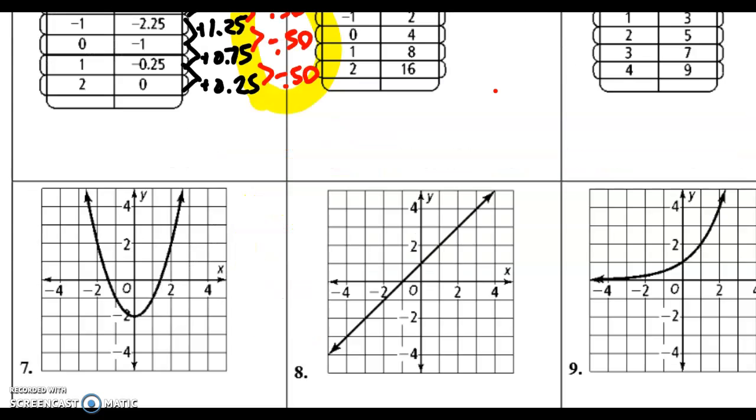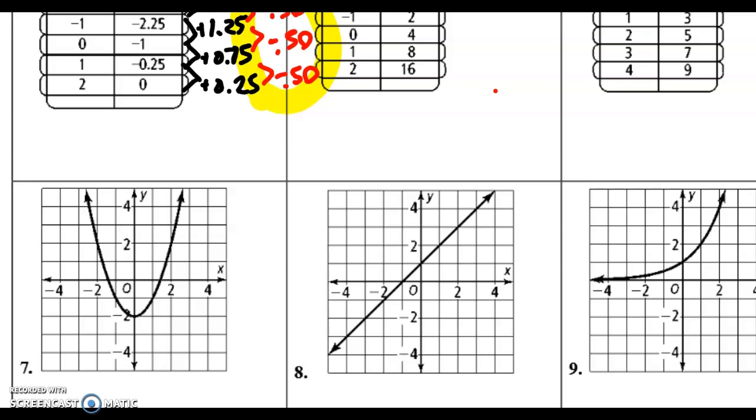As a little summary, I hope that you found that number 1 is linear, 2 exponential, 3 quadratic, 4 quadratic, 5 exponential, 6 linear, 7 quadratic, 8 linear, and 9 exponential with that J curve there.